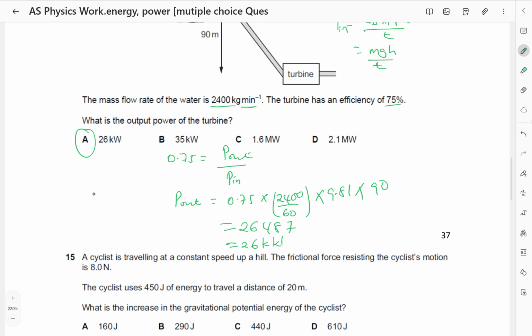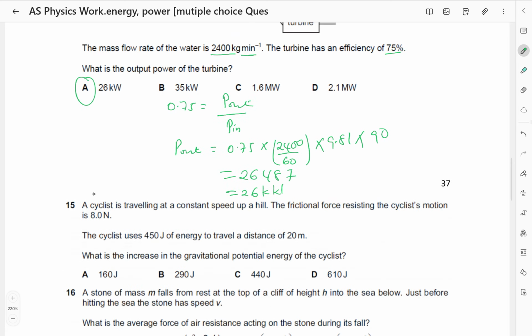A cyclist is traveling at a constant speed up a hill. The frictional force resisting the cyclist's motion is 8 newtons. The cyclist uses 450 joules of energy to travel a distance of 20 meters. What is the increase in gravitational potential energy of the cyclist?